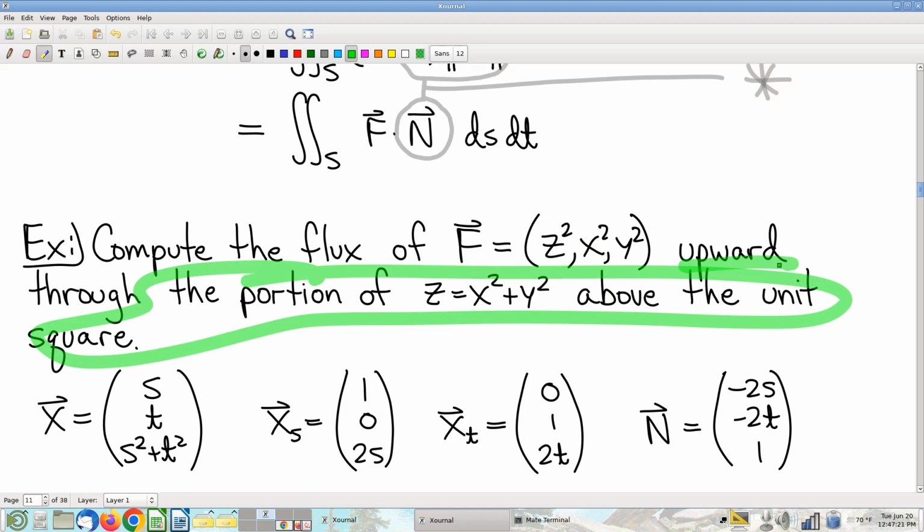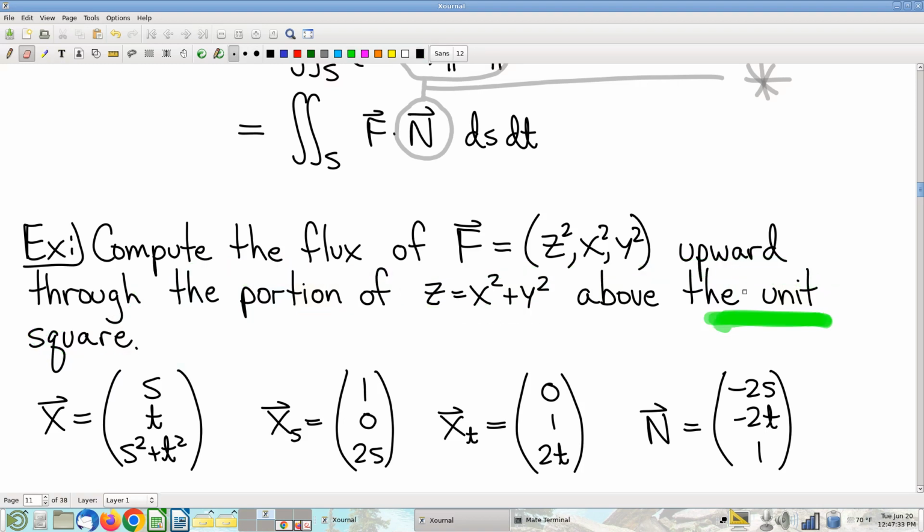Okay, so we have an oriented surface. In particular, it's part of a certain graph, specifically the part of that graph that's sitting above the unit square in the XY plane. All right, so we have a vector field, we have a surface. Let's compute the flux. We know capital N is going to be necessary. We know that capital N comes from the parameterization. So, as one would expect, the very first thing I'm going to do is parameterize.